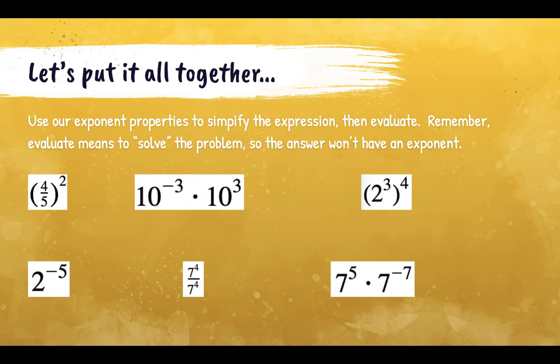So let's put it all together. Use our exponent properties to simplify the expression. Then evaluate. Remember, evaluate means to solve the problem, so the answer won't have an exponent. So pause the video, try these 6 problems.